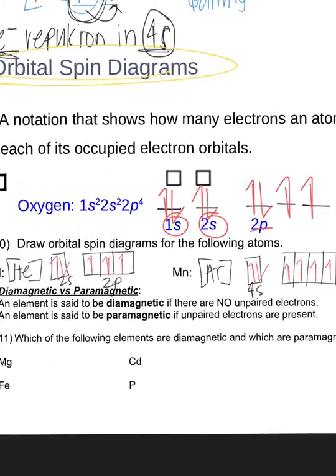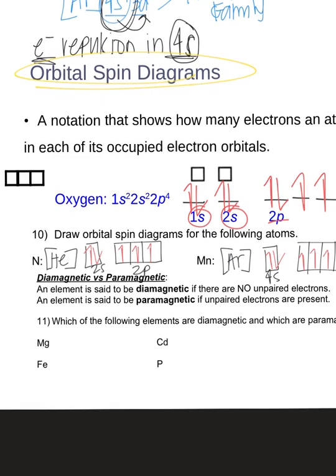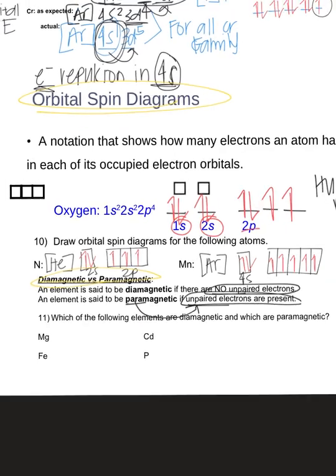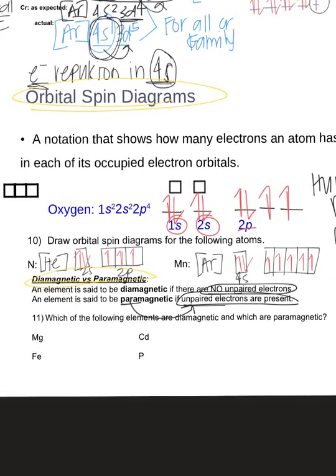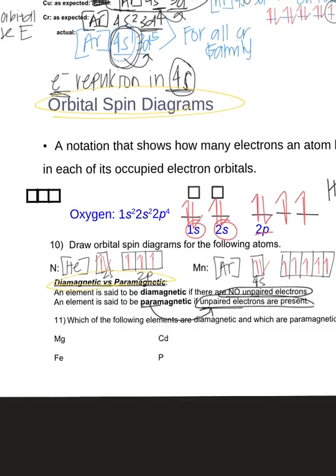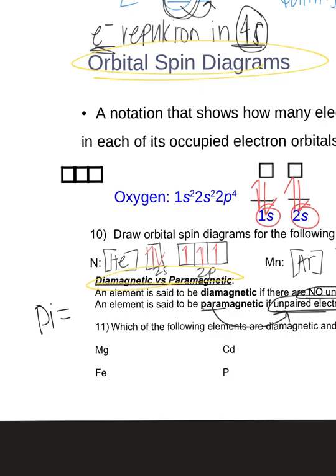So this is something we haven't talked about before. Diamagnetic and paramagnetic. If something is diamagnetic, it's an element that has no unpaired electrons, and we draw out the orbital diagram. And then an element is said to be paramagnetic if it does have unpaired electrons. So a lot of your elements are probably going to be paramagnetic. So para, by the way, means unpaired. Now this question is asking which of the following elements are diamagnetic, which ones are paramagnetic. So think of it too: di means 2, which is like being paired together.